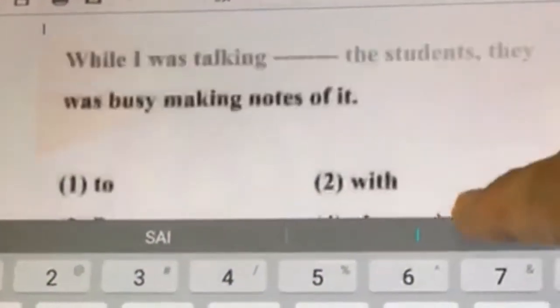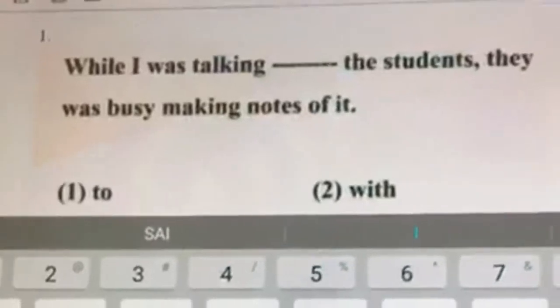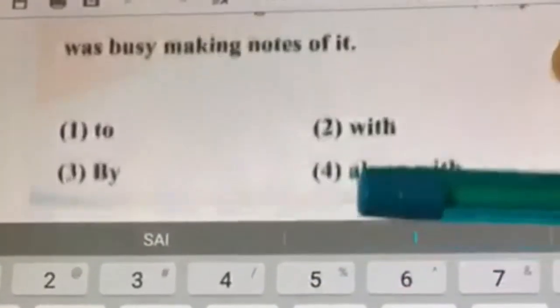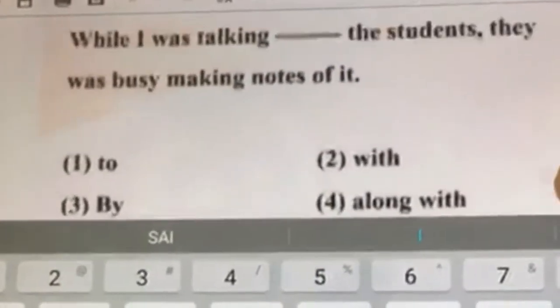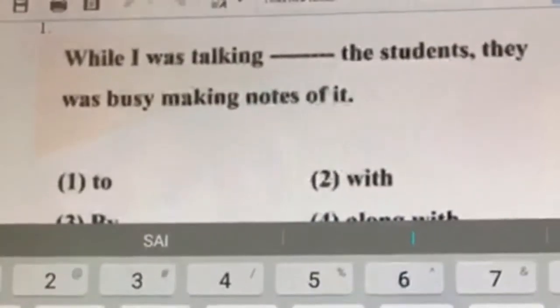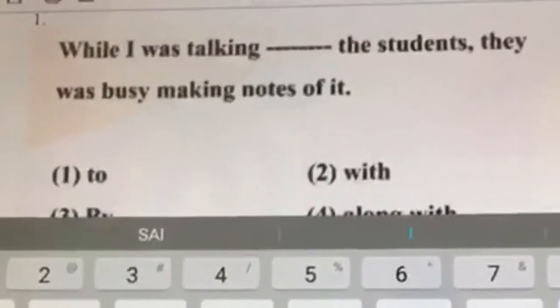While I was talking dash the students, they were busy making notes of it. What are my options? To, with, by, along with, or no preposition required. Now, whenever we use the verb talk, there are two possibilities. You can say talk to, you can also say talk with.